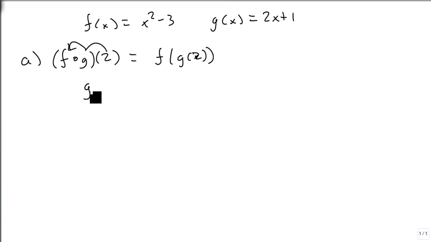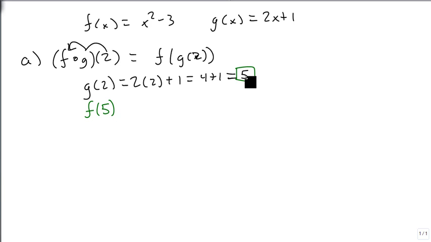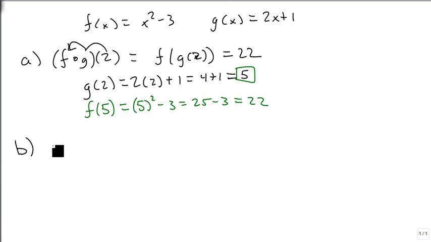So the way we're going to find this is we're going to find g of 2 first. So 2 times 2 plus 1, which is 4 plus 1, which is 5. Now that I found my output to g, that's what I'm going to stick into f. So I take the 5 and I put it into f, and this gives me 5 squared minus 3, which is 25 minus 3, which is 22. So the answer to my original question is, if I compose f with g and then plug 2 in, I get 22. I can compose in the other order if I want.